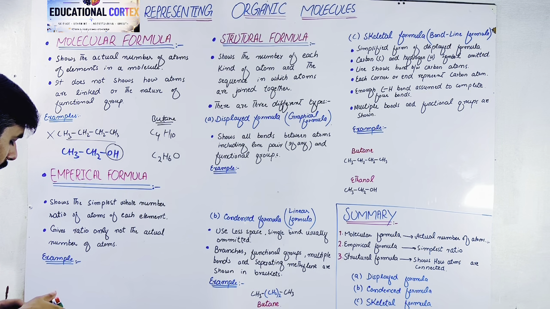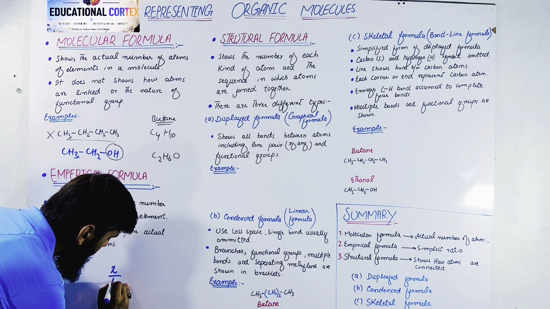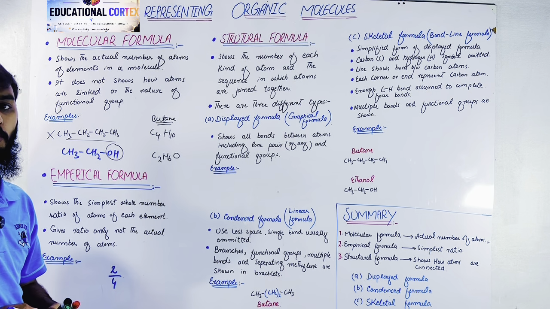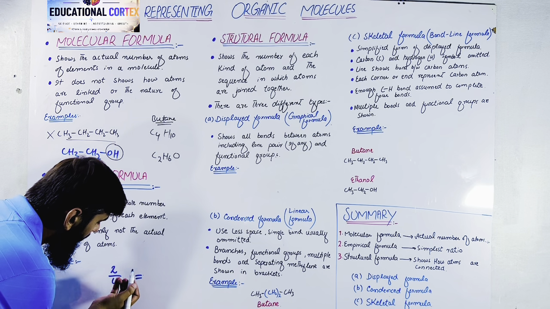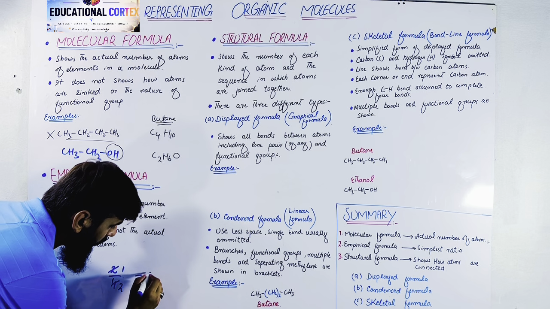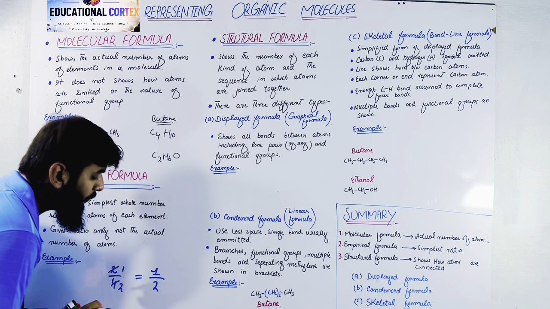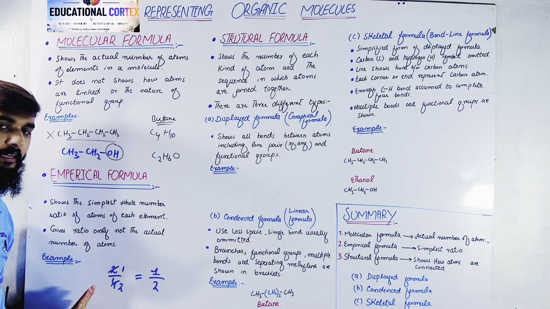Say for example, if a math problem is 2 by 4, and the question is to write the simplest whole number ratio of 2 by 4. Then you will write the multiple of 2 is 2 and 4 is 2. 2 ones are 2 and 2 twos are 4. The answer is 1 by 2. And we can say that 1 by 2 is the simplest whole number ratio of 2 by 4.